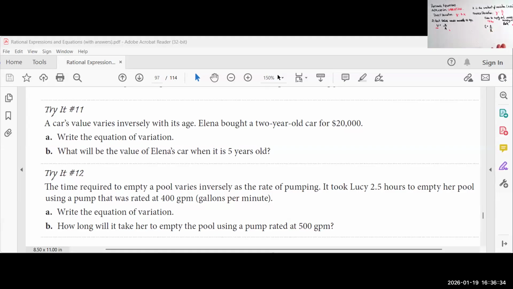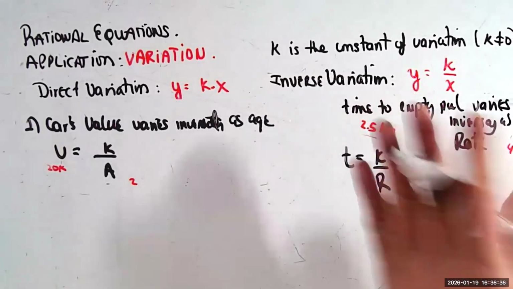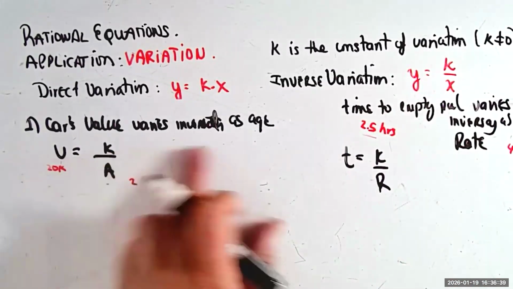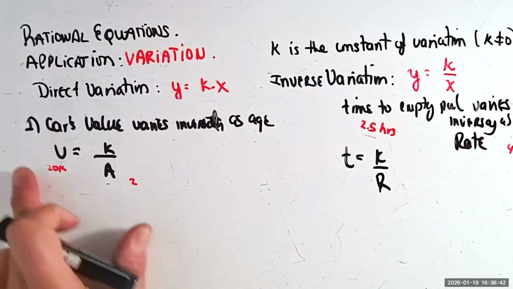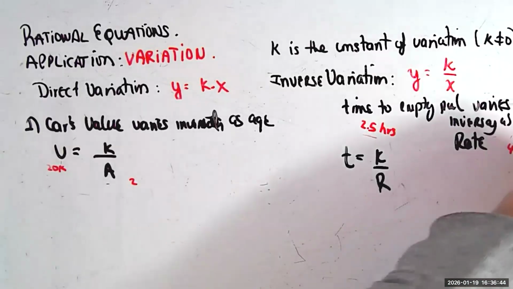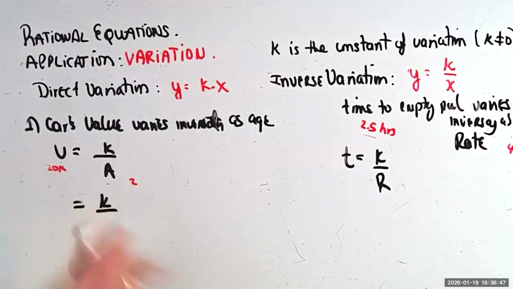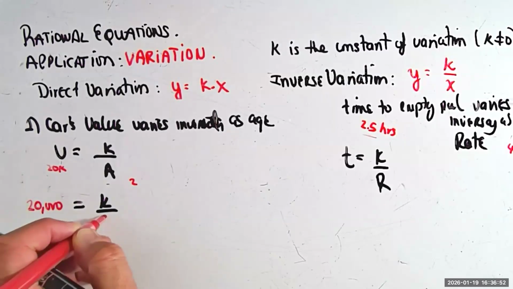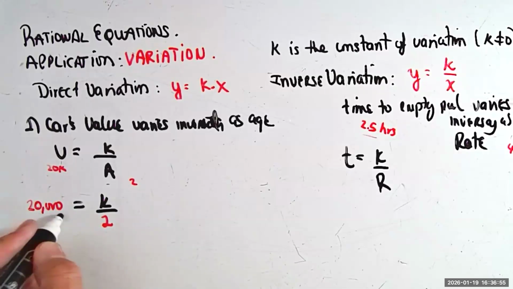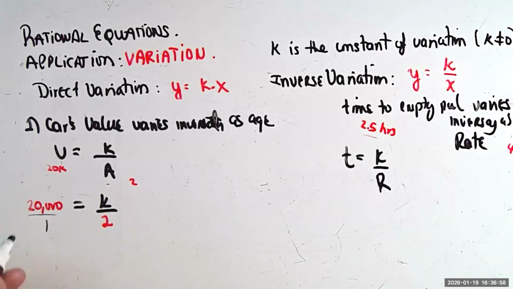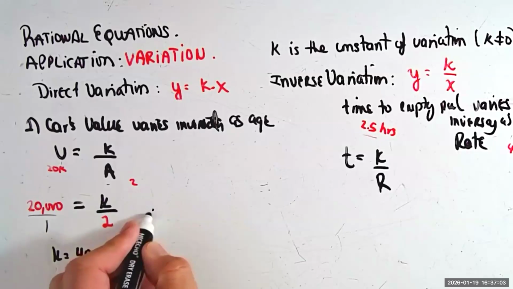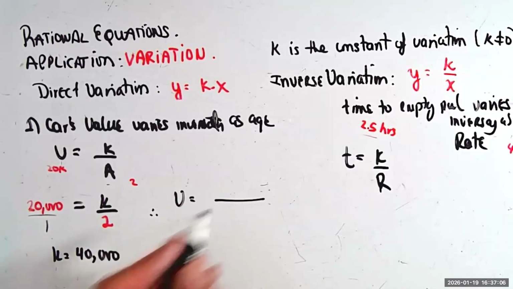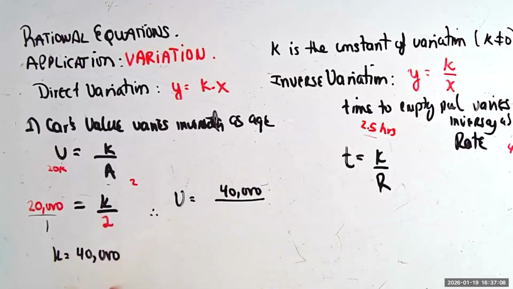Okay, so let's try the first example. The car's value varies inversely as its age. So what do we have? A $20,000 car, age 2, of course, this is over 1. Cross multiply: 1 times K, 2 times 20,000, so K equals $40,000. Therefore, the value equals $40,000 divided by its age.